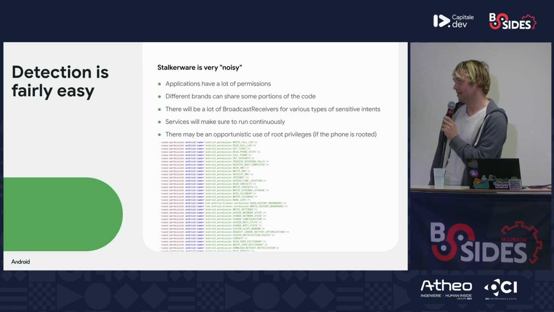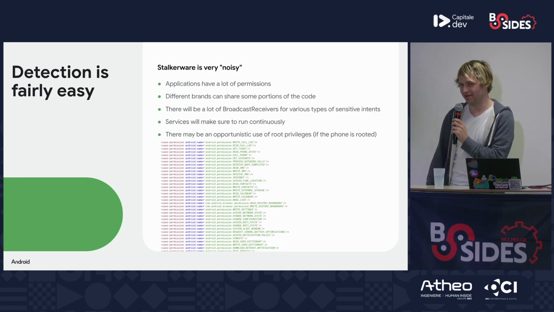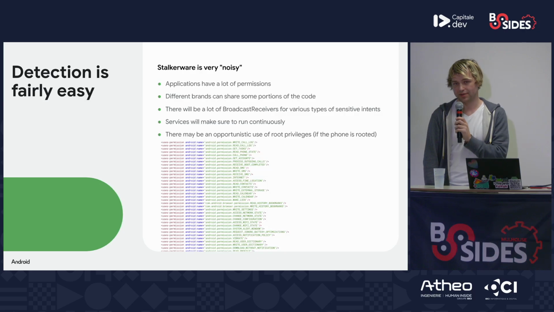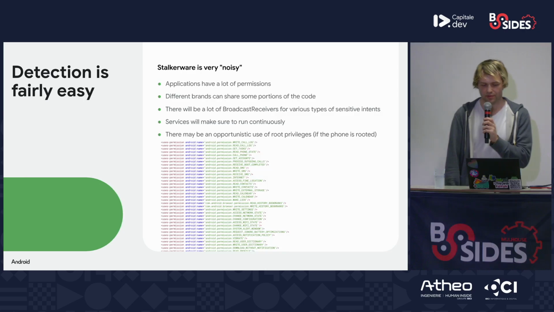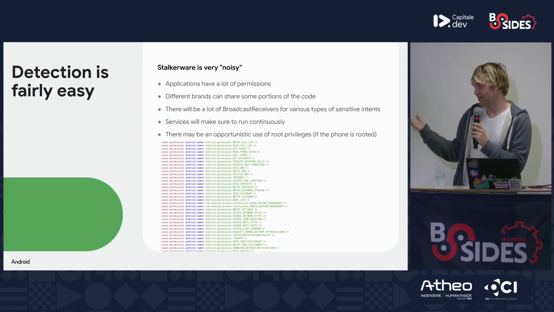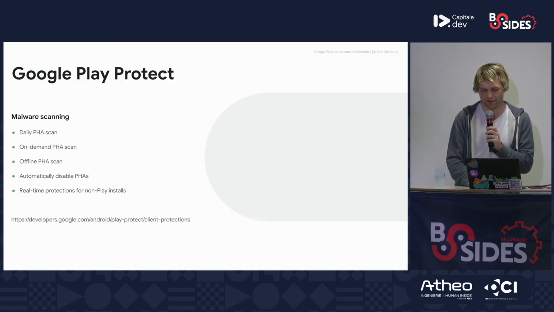You can also do code detection. Different brands of Stalkerware will reuse the code. The code probably comes from Stack Overflow, or they just copy one of each other. There are lots of broadcast receivers for text messaging and stuff. Services will have to run continuously on the app. This app is super noisy. You can also detect the use of root privileges. So detection usually isn't a problem, especially if you have someone who suspects that the app is installed there. To me, it's very obvious that this app is Stalkerware.